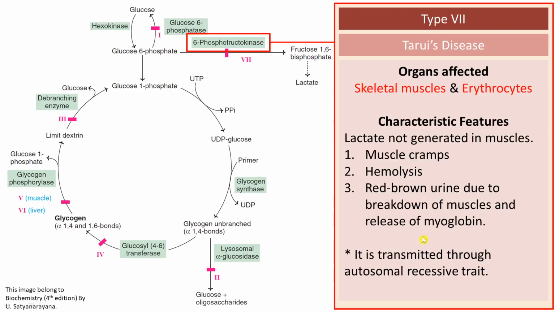Now, this type 7 glycogen storage disease is also transmitted through autosomal recessive trait because it also occurs due to genetic mutation.